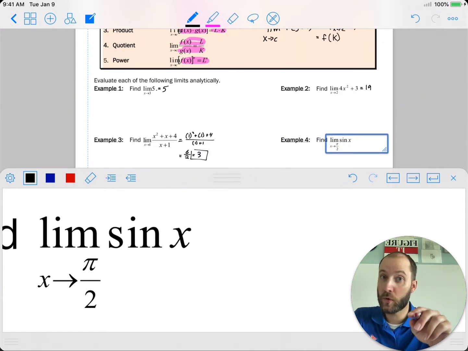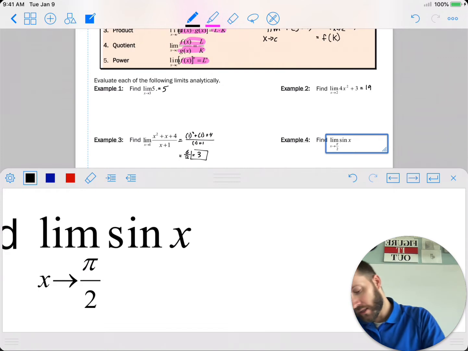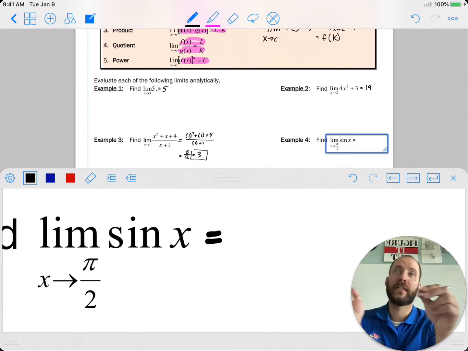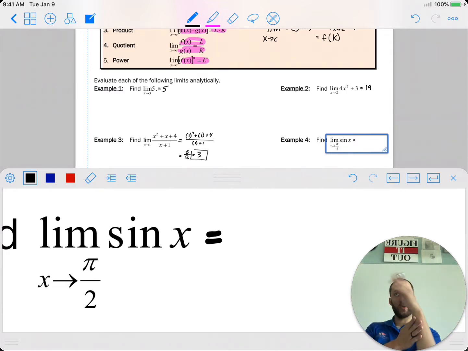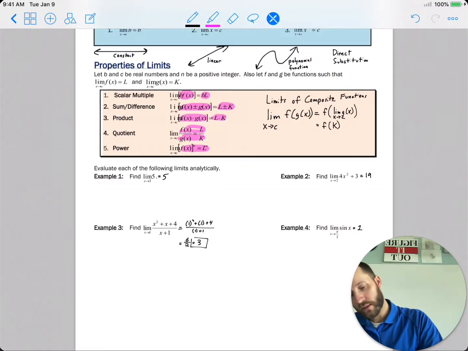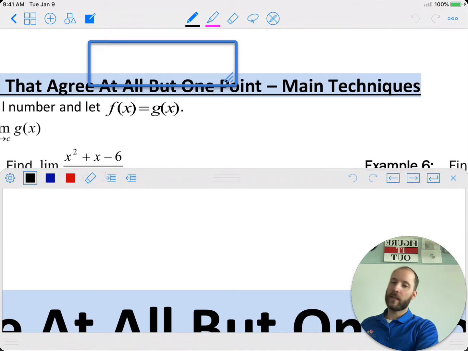Example 4, oh, unit circle. Alright, got to know that, especially at a minimum, you got to know the first quadrant. So limit of sine of x as x approaches pi over 2. See, sine is the y value at pi over 2. You're up top, so the point (0, 1), so you have 1. Alright? So you always want to try direct substitution first, okay? You can save yourself a lot of trouble just trying that.